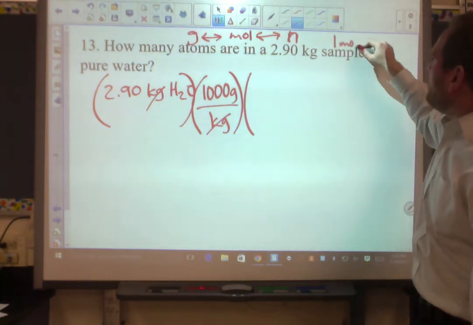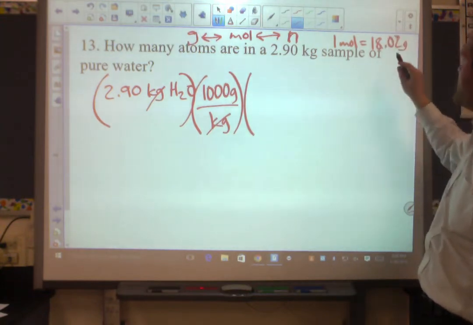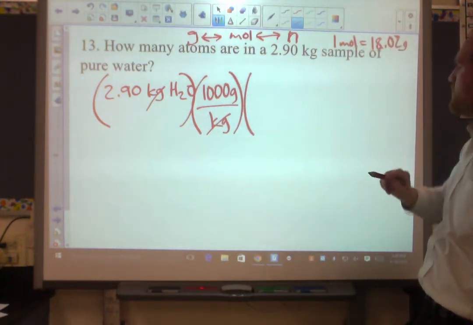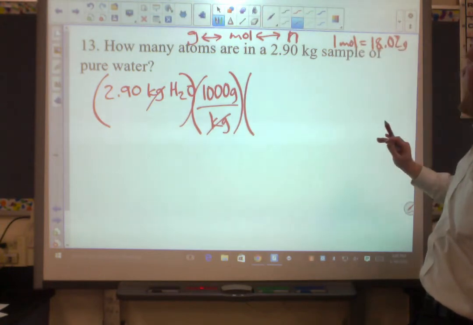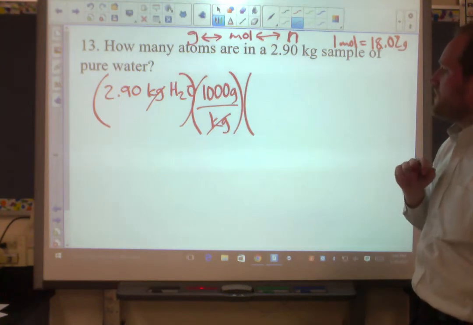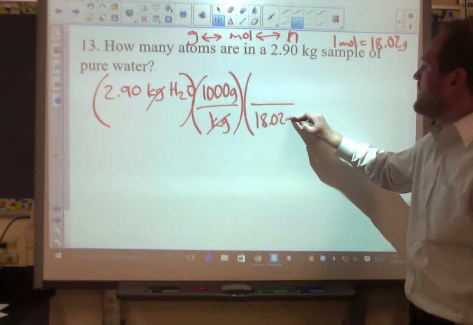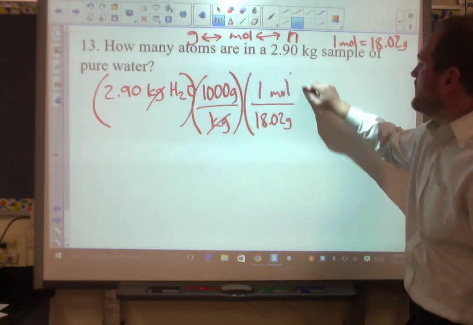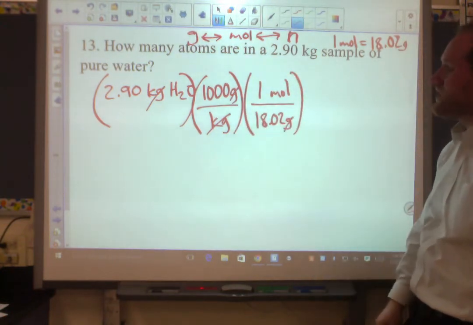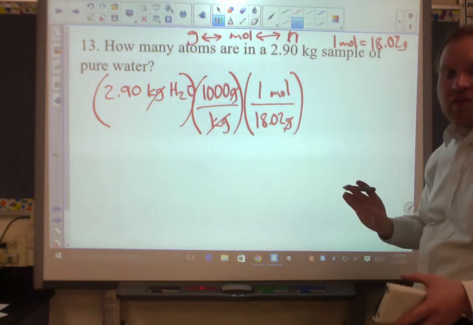1 mole of water equals 18.02 grams of water. Okay, that's the molar mass. This many grams equals 1 mole. So I can go 1 mole divided by that, or I can go that divided by 1 mole. Grams need to cancel and turn into moles here, so I'm going to put my grams on the bottom and my 1 mole on the top. And notice now my grams cancel my grams, and I'm left with moles. Do this, you will not make errors in this case.